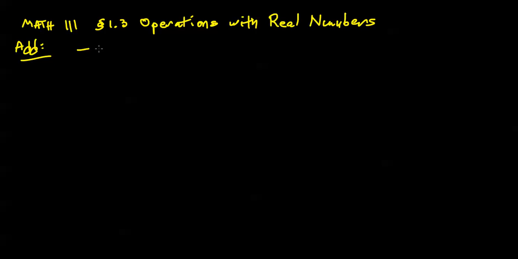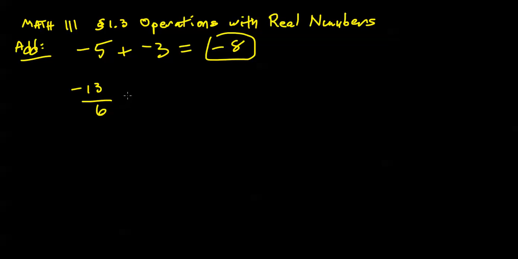Add. How do you add real numbers? Well, some people call these signed numbers. They're really integers. Integers are nothing more than the positive and negative whole numbers. And of course, we know that minus 5 plus minus 3 is negative 8. So I'm not going to belabor that. Let's move on to something a little more difficult. Minus 13/6 plus 3/8. Well, fractions are real numbers too, so how do you add these two fractions?